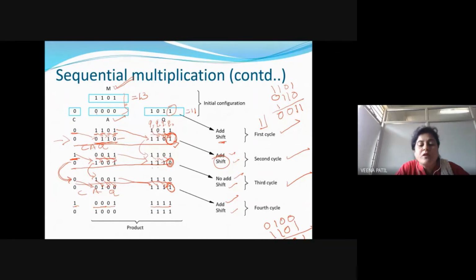After performing addition, shift. So shift it. When you shift towards the right, you are going to get the new value as you can see here. It is 0 1 000 and 4 ones. So this is the new value of CAQ.